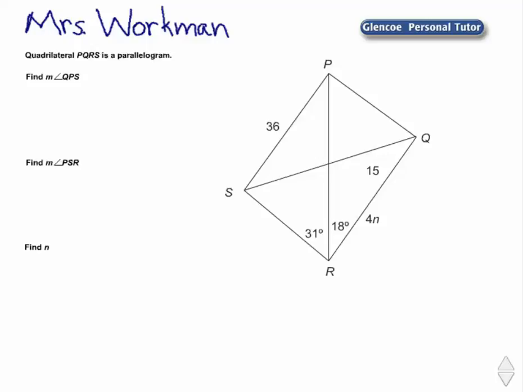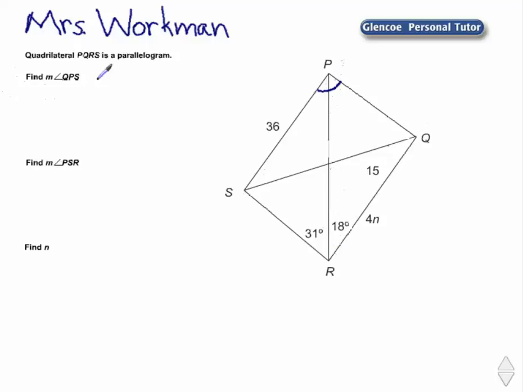Let's go back to the first problem. Find the measure of angle QPS. Angle QPS is this angle right here. I know certain facts about a parallelogram. One of them is that opposite angles of a parallelogram are congruent.